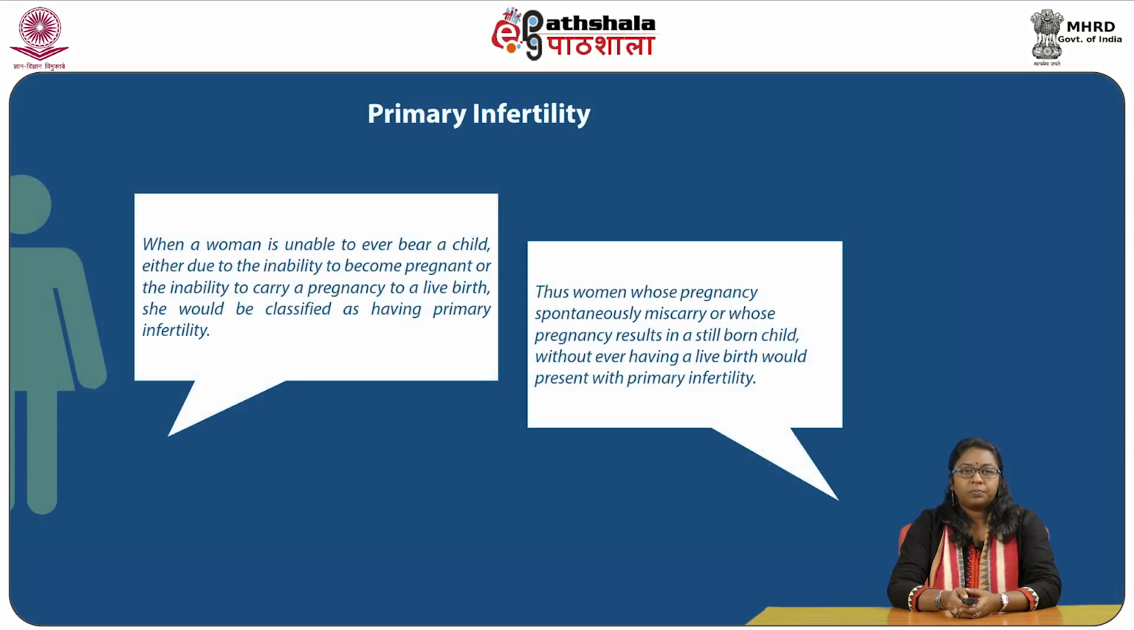Primary infertility. When a woman is unable to ever bear a child, either due to the inability to become pregnant or the inability to carry a pregnancy to a live birth, she would be classified as having primary infertility. Thus, women whose pregnancy spontaneously miscarries or whose pregnancy results in a stillborn child without ever having had a live birth would present with primary infertility.